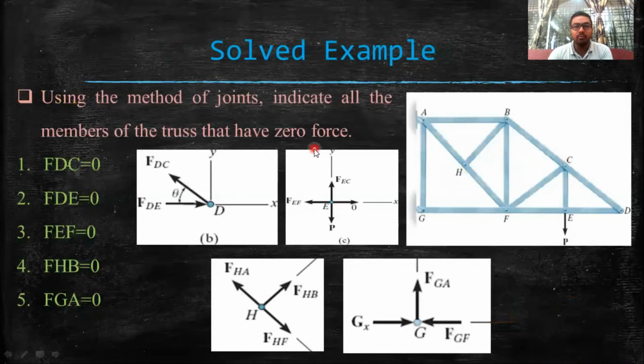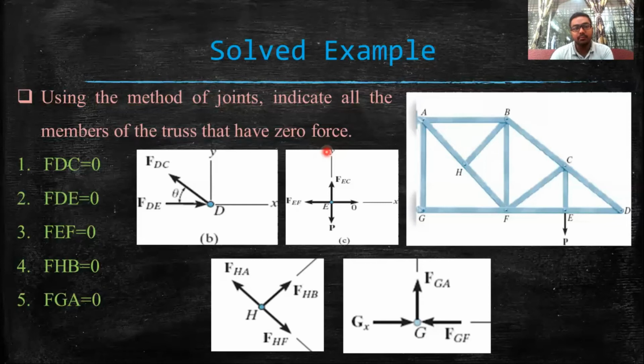Now we will go for one particular simple example, and we will find out the number of zero force members in this particular figure. Using method of joints, indicate all members of the truss that have zero force. But in this figure, before going to the method of joints, we will find out the zero force members just by visual observation of the joints, without going for the mathematical calculation.